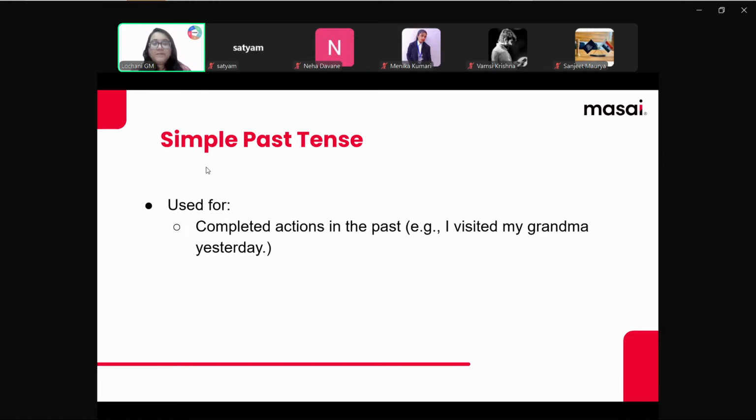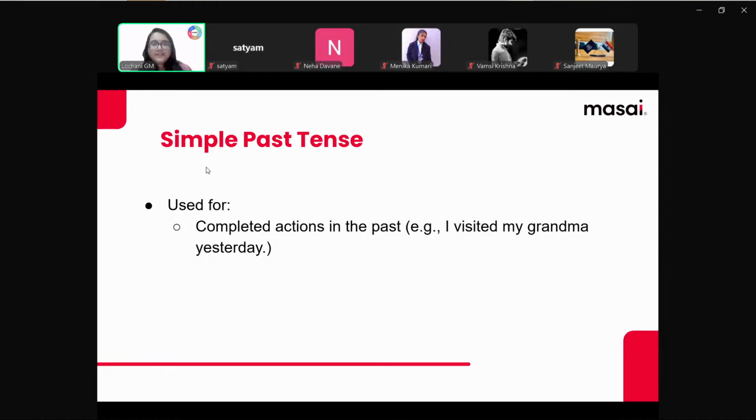Now, the simple past tense is actually the simplest tense, because here you don't have different verbs taking different forms as per the subject. So, for example, you can say I played cricket, or he played cricket, or they played cricket. So whether you're referring to one person or a bunch of people or even one object, the verb form is just the same for all of them.